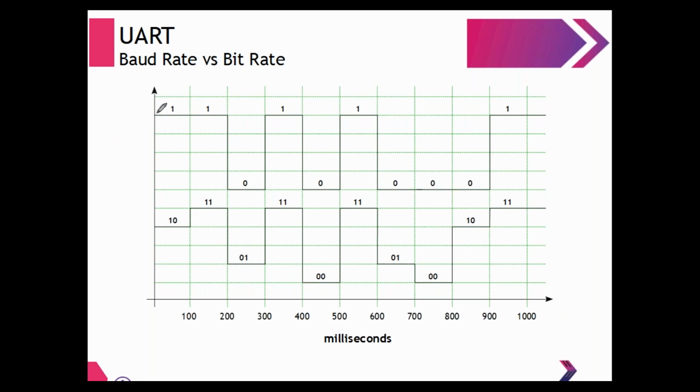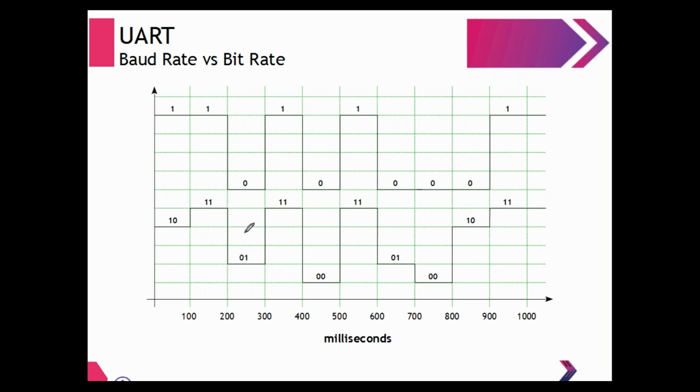What happens per instant? In the case of baud rate, only one bit is transmitted per instant. You see the waveform 1 for the baud rate. After every 100 millisecond instant, one bit is getting transmitted. But in the case of bit rate, you can transmit multiple bits per instant.